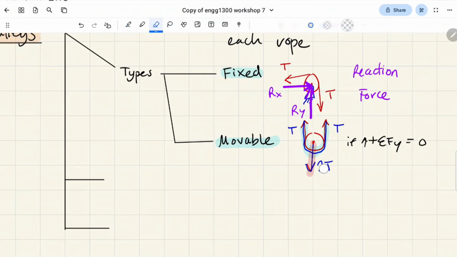Yep. You can also call this T if you want to call the tension in this rope T, but then each of these will be 0.5 T. It's the same thing, right? You're just solving for some unknown T, which is proportional to some degree, right?